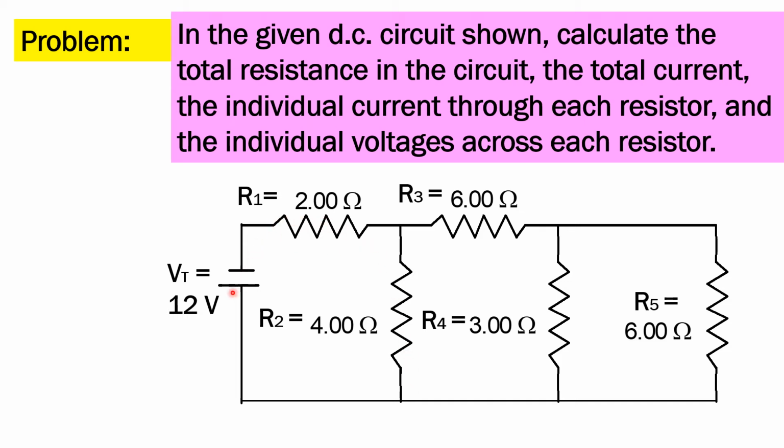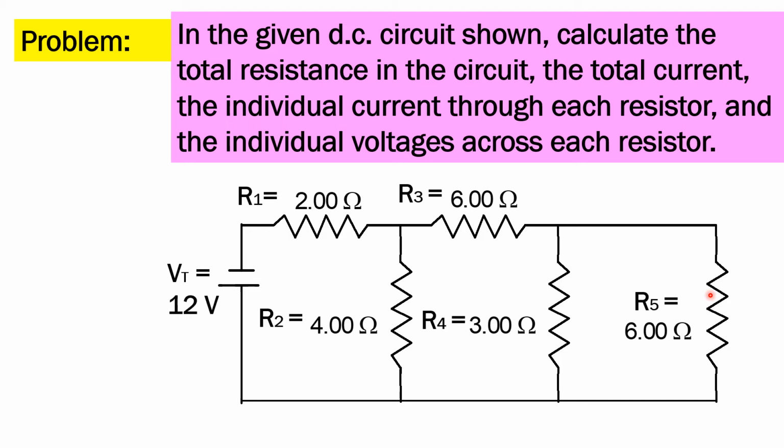The given voltage supply or total voltage is 12 volts. The individual resistances are also given: R1 equals 2.00 ohms. R2 over here is equal to 4.00 ohms. This is R3, which is equal to 6.00 ohms. This is R4, which is equal to 3.00 ohms. And this one here is R5, which is equal to 6.00 ohms.